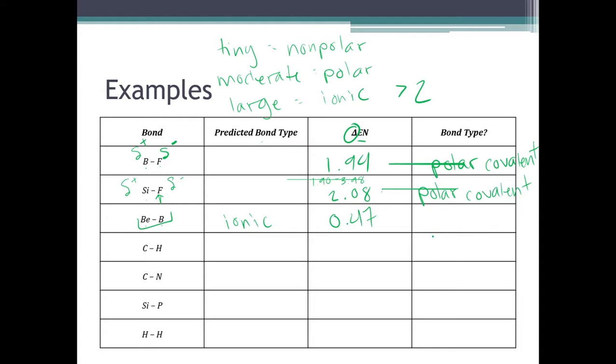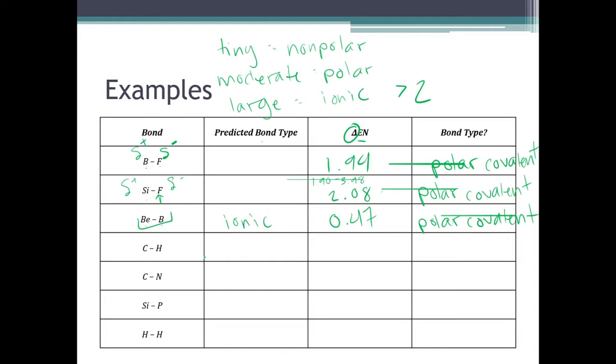It only happens with a couple of different types of elements. We did actually see it in the last video. Maybe you caught it, maybe you didn't. Beryllium to boron is polar covalent. All right, that's it for our sort of weird ones. Everything else follows the rules.